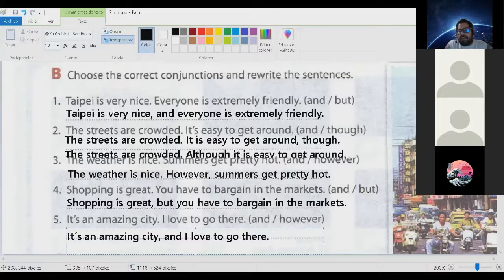¿Por qué, guys? Why? Okay, well, teacher, why and? Guys, sonaría un poco extraño decir que es una ciudad asombrosa. Sin embargo, me gusta ir. It sounds a little bit strange, right? Like, no hay un contraste. En realidad estamos agregando información positiva. It's an amazing city, and I love to go there. It's adding extra information, and it continues in the same line. We're not making a contrast.